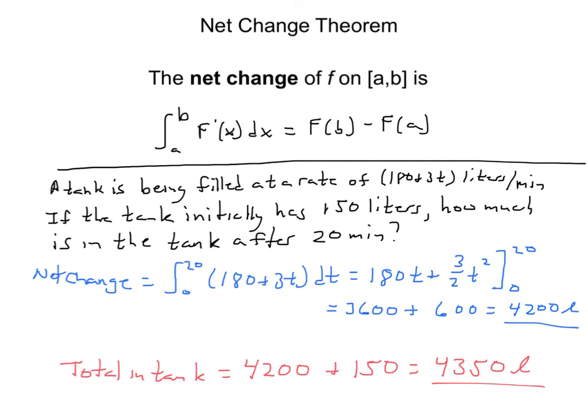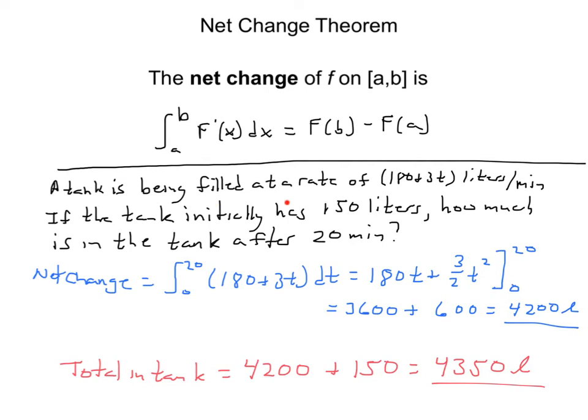So this is really nothing more than the idea of the fundamental theorem of calculus. But one of the things you have to realize is that it's called the net change theorem, and the reason for that is it tells you how much change has occurred. It doesn't tell you what the end result is. Let's take a look at an example here.